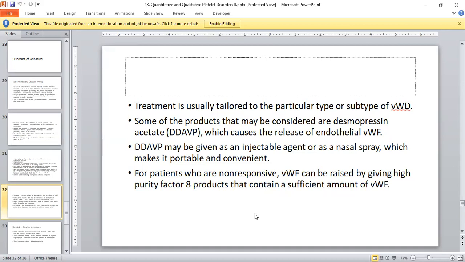The products that are available for treatment include desmopressin, abbreviated DDAVP. This one causes the release of endothelial von Willebrand factor. That tells you that it is for treatment of a quantitative disorder of von Willebrand factor. DDAVP is the major drug for treatment of von Willebrand disease. Let me see if I can find, I think I saw something else.